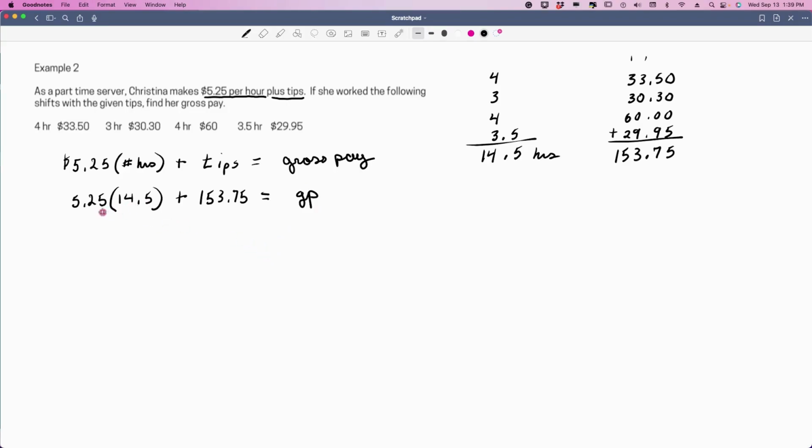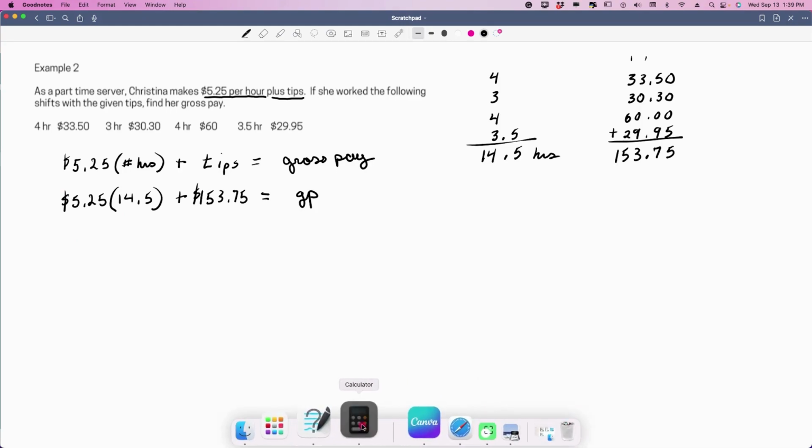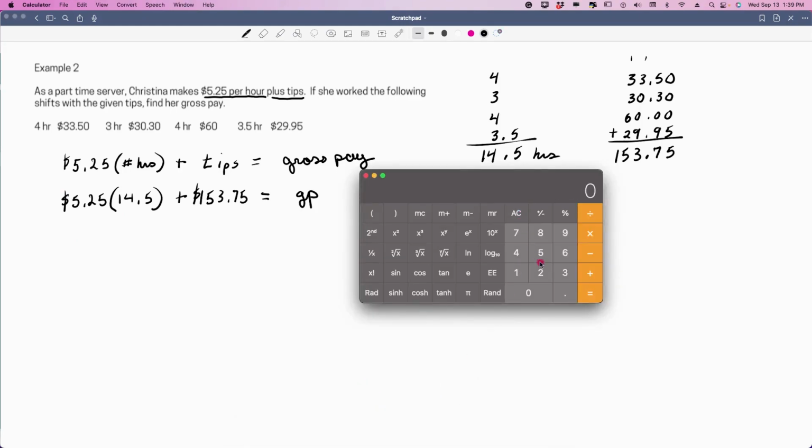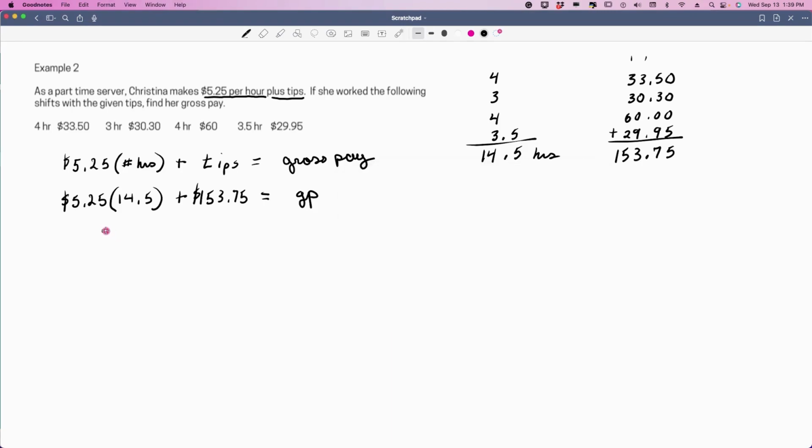So let's do the calculation of the number of hours times the amount that she makes per hour. Let's just do that on the calculator. So we are going to say $5.25 times 14.5 hours. And that's $76, and this is 0.125. We would round that up to the closest penny, which would be right here in your hundredths place. So $76.13 is what we would write here.